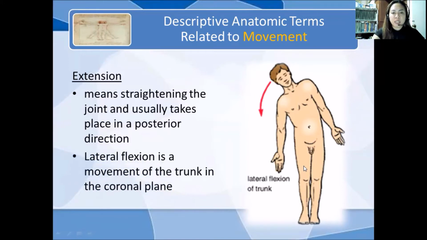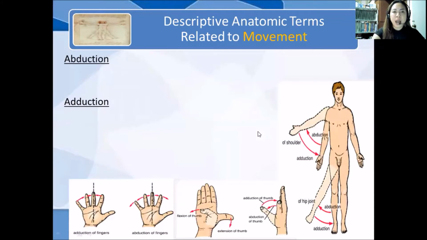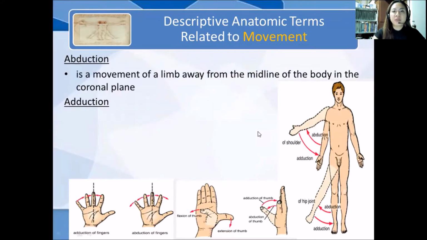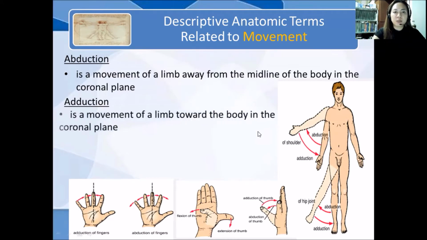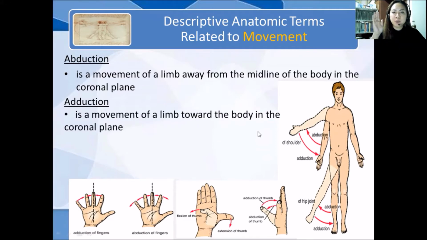Yung lateral flexion naman is a movement of the trunk in the coronal plane or sideways. That is lateral flexion. Then we have abduction and adduction. Ano ba yun sila? If we say abduction, that is the movement of the limb away from the midline of the body in the coronal plane. So that is abduct, no? Parang kinuha. Okay, movement away, that is abduction. Adduction naman is the opposite. It is a movement of the limb toward the body in the coronal plane.